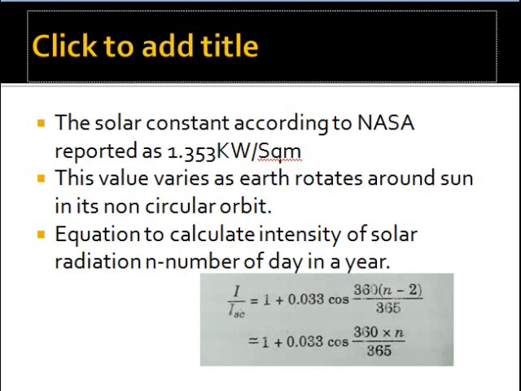consider how many days in January plus the number of days in February plus the date of the month in March. Like that we should enter, and we can get the intensity of the radiation I at some part of the time of the year, any day.